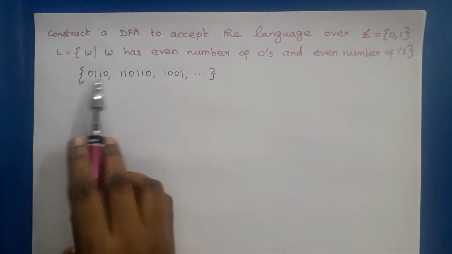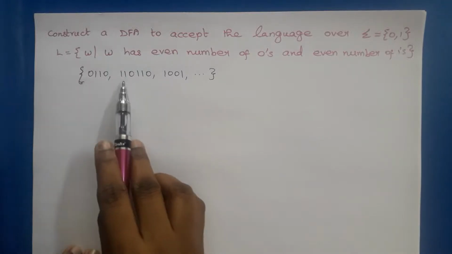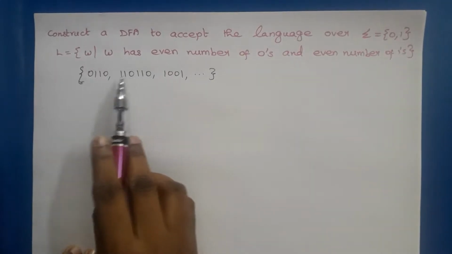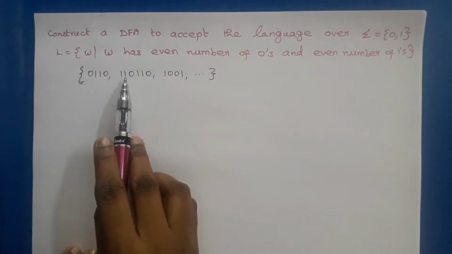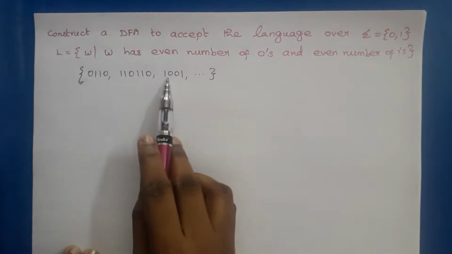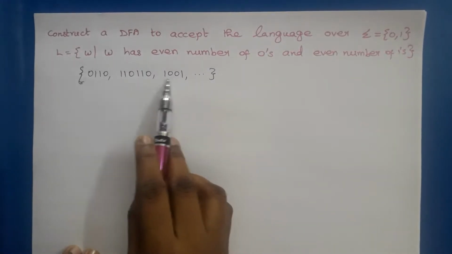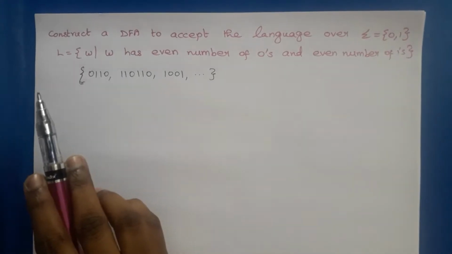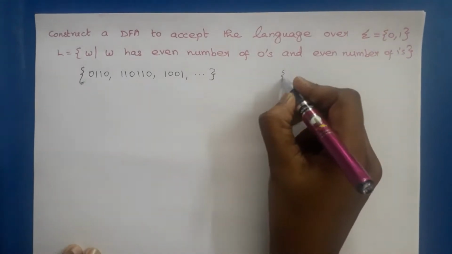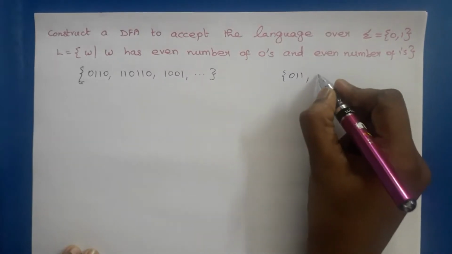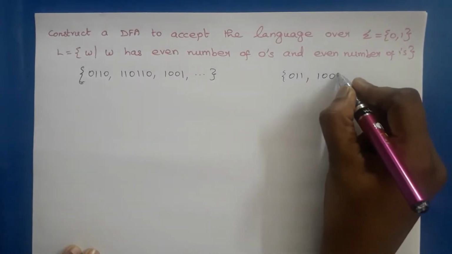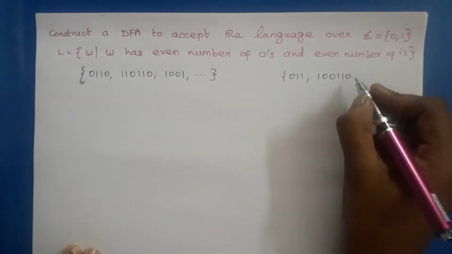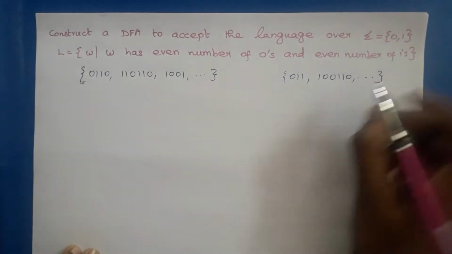So this string has 2 zeros and 2 ones, and this string has 2 zeros and 4 ones. It means even zeros and even number of ones. Similarly, even number of zeros and even number of ones. So these strings must be accepted by our DFA. And suppose 0, 1, 1, 1, 0, 0, 1, 1, 0. So these types of strings must be rejected by our DFA.